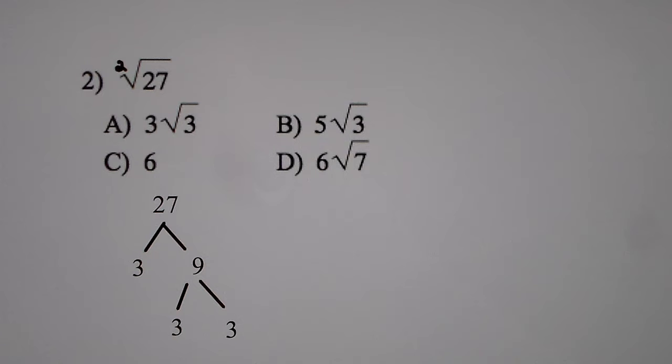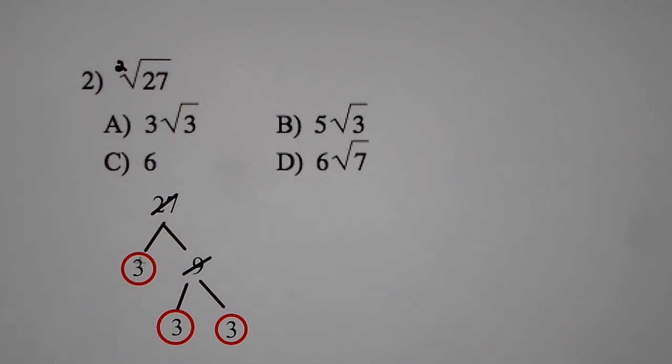Now 3 is a prime number, so I circle that 3. 9, however, is composite. That means I could break it down further. So 9 is made up of 3 times 3. So that's how I get my other prime numbers. So all the ones I circled are the prime numbers, and our composite ones, we broke them down. So 3 times 3 times 3 is 27. So that's how we know these are the prime numbers being multiplied together. That will get us our original number in our problem of 27.